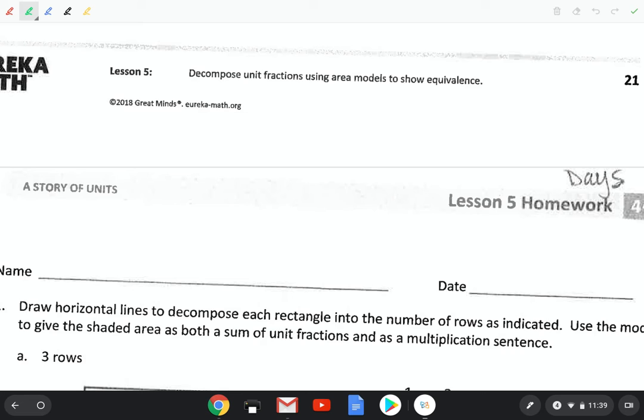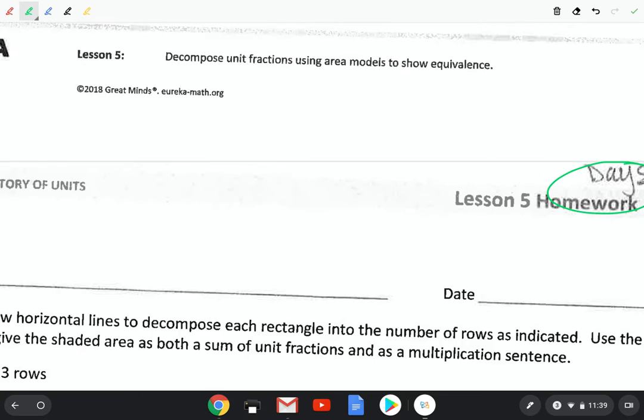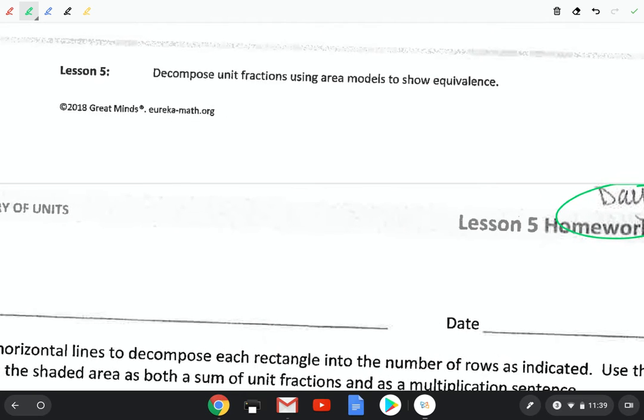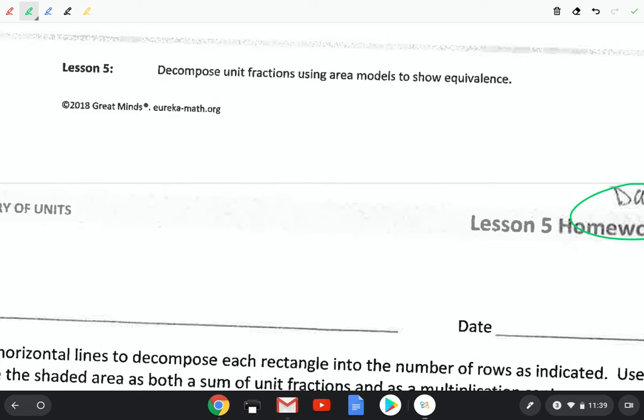Hello, boys and girls. I am looking at day 5 of your week 3 packet. And let's take a look at the learning goal for today, okay? Today, this is what we're doing. We're going to decompose unit fractions using area models to show equivalency, okay?